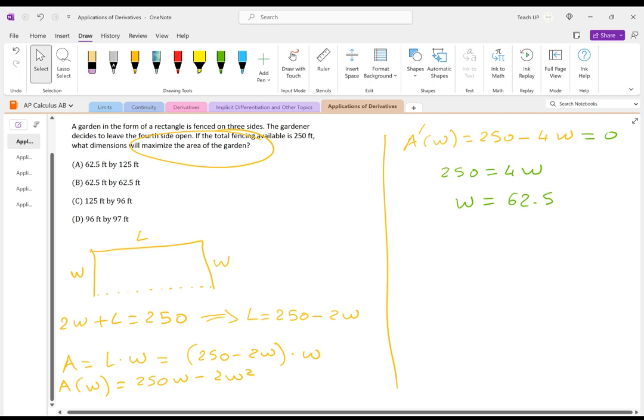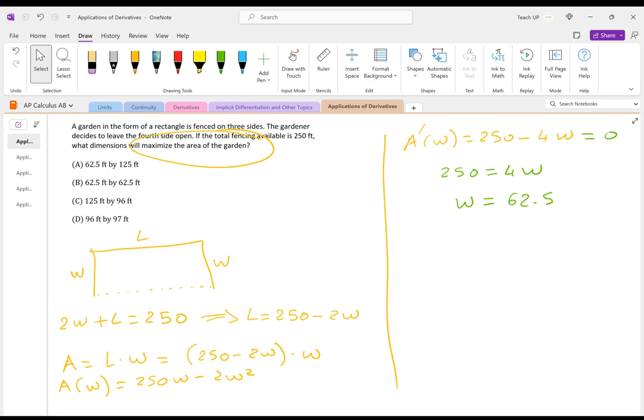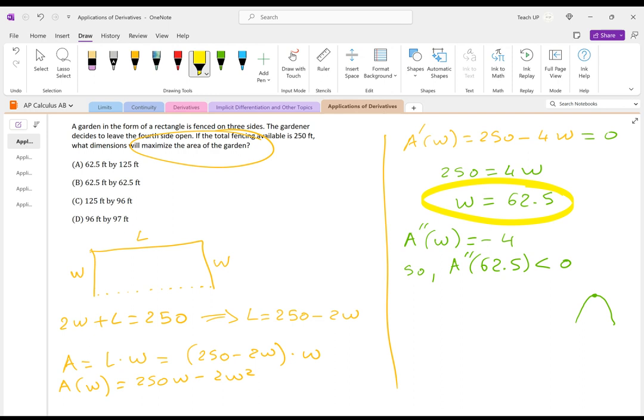All right, and just to make sure that this is indeed going to give us the relative maximum, not the relative minimum, we can just use the second derivative test real quick. By taking the second derivative of the area function, we get -4, which is always going to be negative. So that means conceptually that even at the point 62.5, the second derivative is still negative. That tells us then that we're going to have a relative maximum there. So our relative maximum indeed will be when W is equal to 62.5.